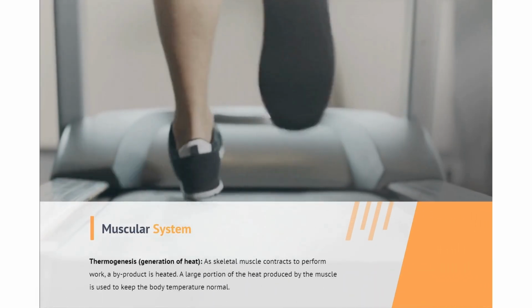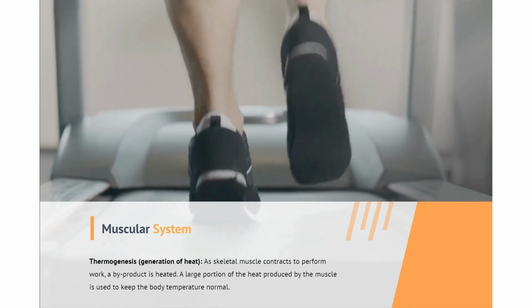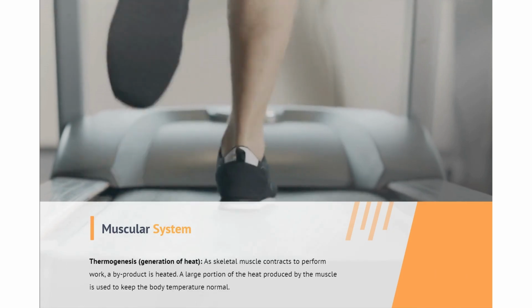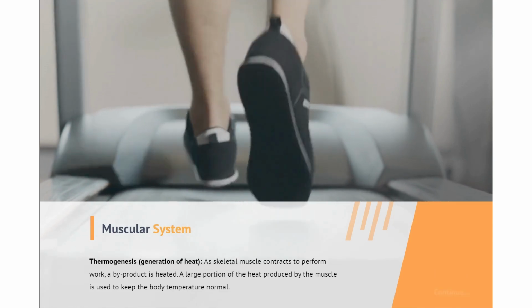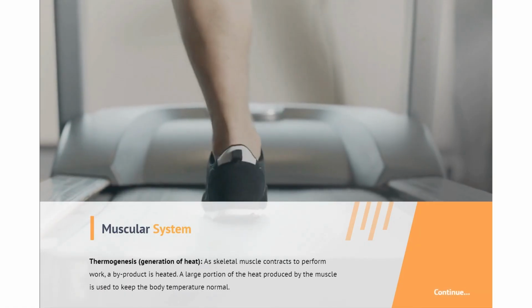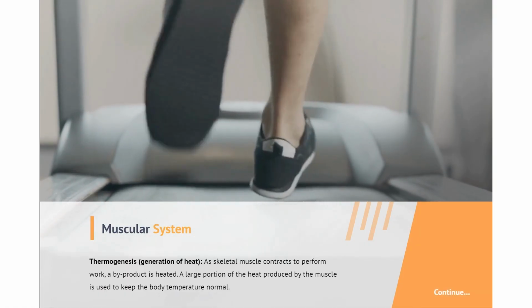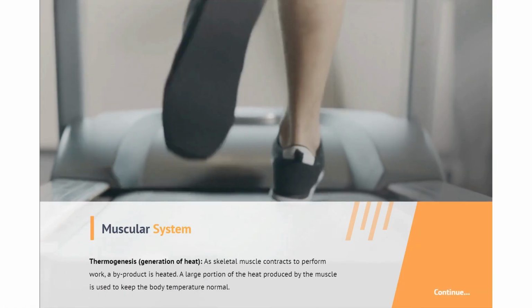Thermogenesis, generation of heat. As skeletal muscle contracts to perform work, a byproduct is heat. A large portion of the heat produced by the muscle is used to keep the body temperature normal.